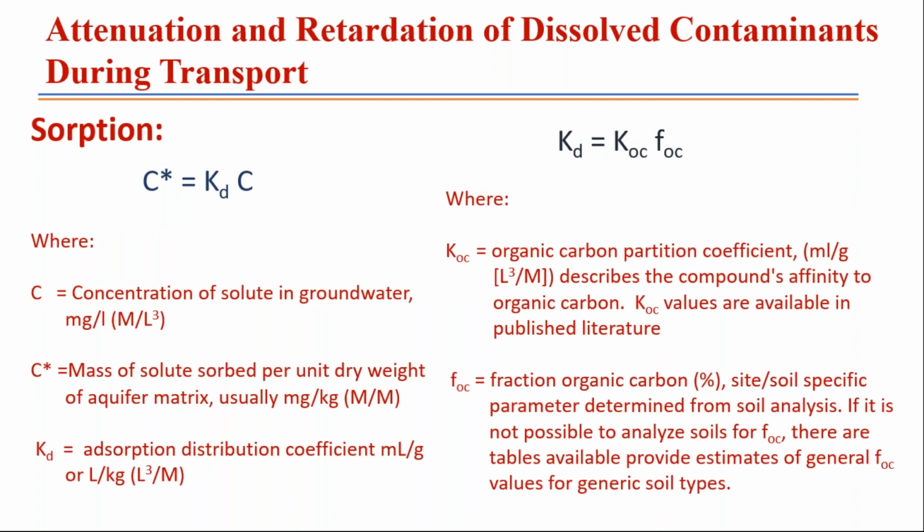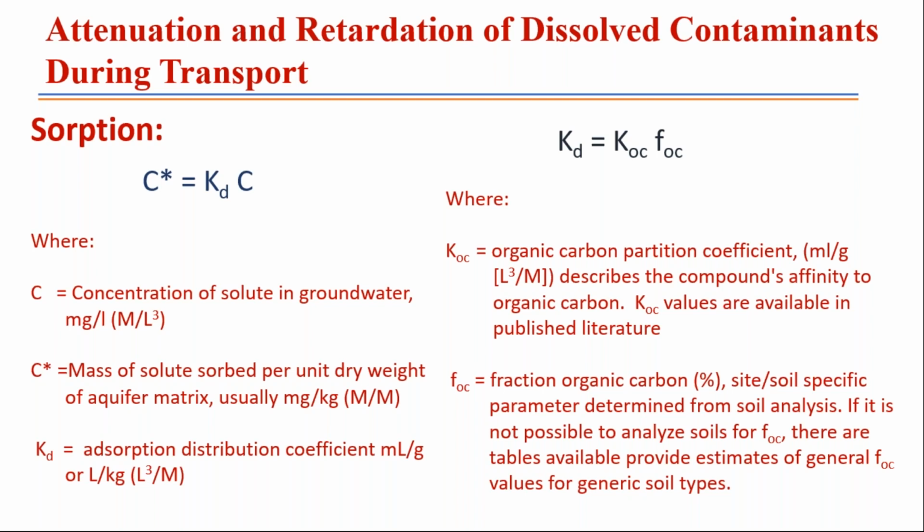Sorption is basically how you figure out what's going on. You have S, the concentration of the mass in the matrix, and then C is the concentration in the water. So what is sorbed in the matrix is going to be your KD times the concentration in water. S star is the amount sorbed to the aquifer matrix, and the C is the dissolved phase. But KD is two things.